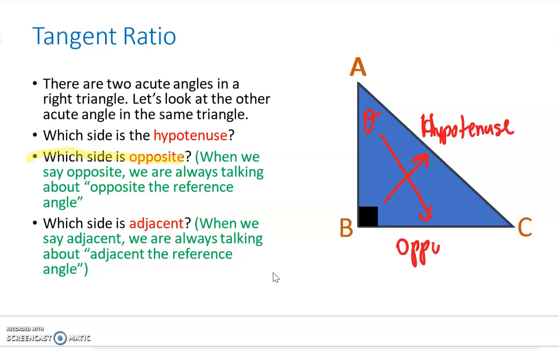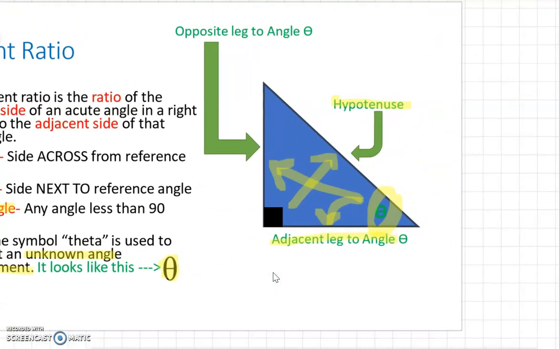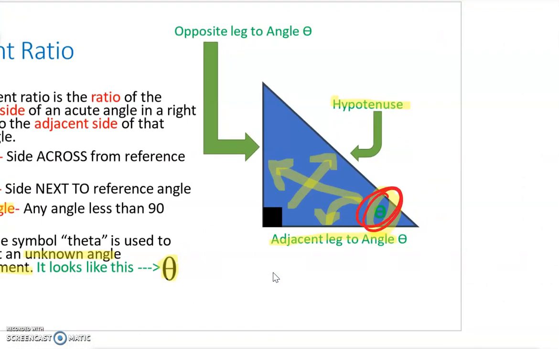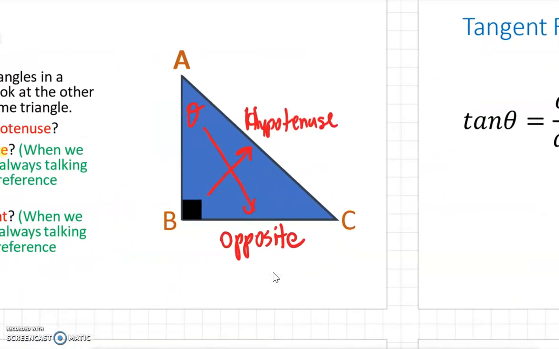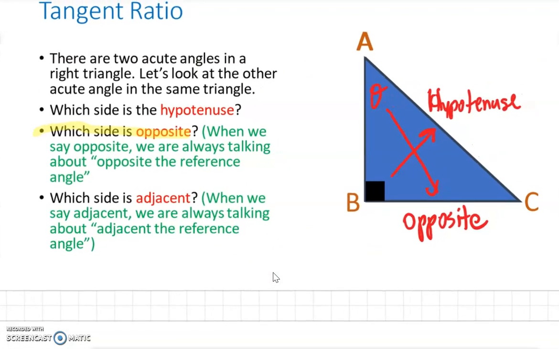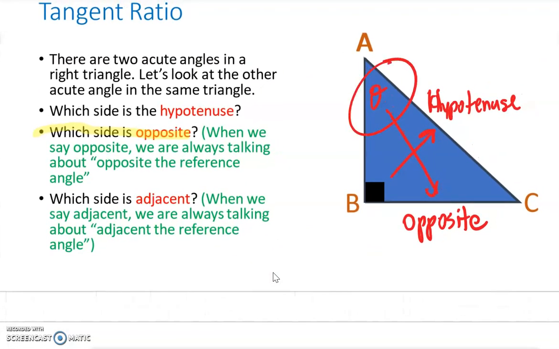So now this side is opposite, whereas on the last slide it was adjacent because the angle was different. That was a different acute angle, a different reference angle that we were talking about. Now we're talking about the other acute angle up here. So now BC is opposite. Which side is adjacent? Well, that leaves this last side here, side AB. Now this side is adjacent because it's touching or right next to angle theta.